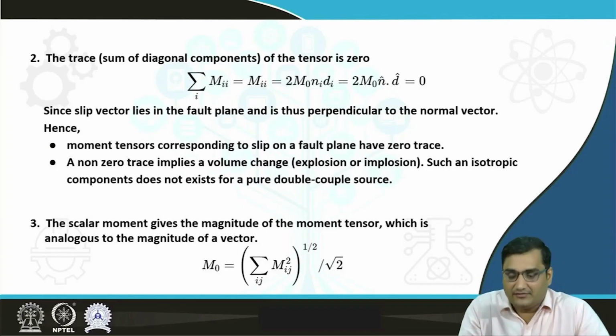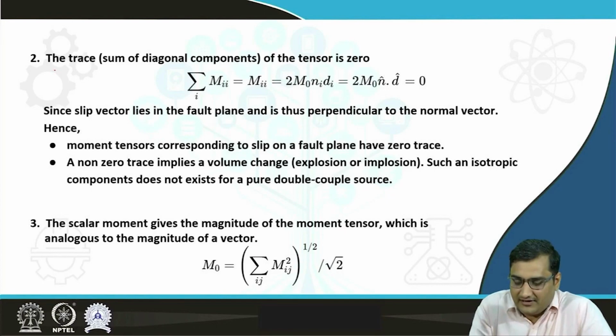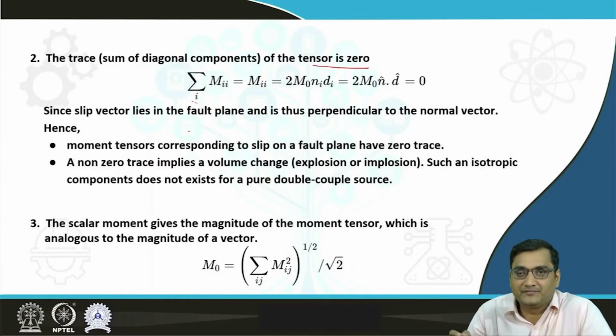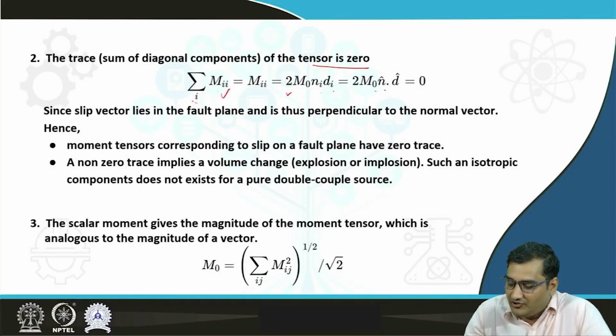The trace of the moment tensor is similar to the stress and strain. The trace of the tensor is 0. So you can say that the sum of the diagonal elements will be 0. And this means that sigma i M_ii is equal to 2 M naught n cap dot d cap, which will be equal to 0.